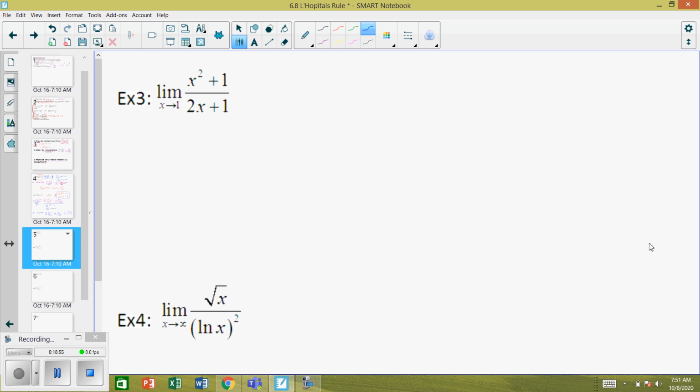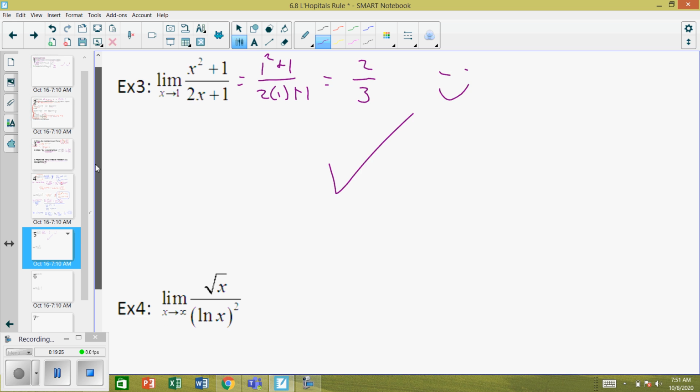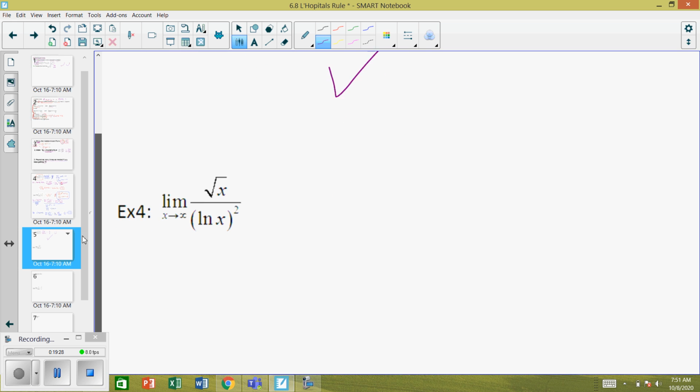All right. Example 3. So I'll plug 1 into it. So we plug 1, we get 1 squared plus 1 over 2 times 1 plus 1. And we get 2 over 3. That's not indeterminate form. Yay. Done. So sometimes when you plug it in, you don't get indeterminate form. So there you go. In that case, it worked. It's not 0 over 0. Don't do anything extra that you don't need to do.